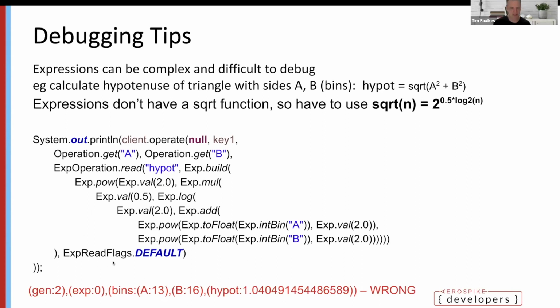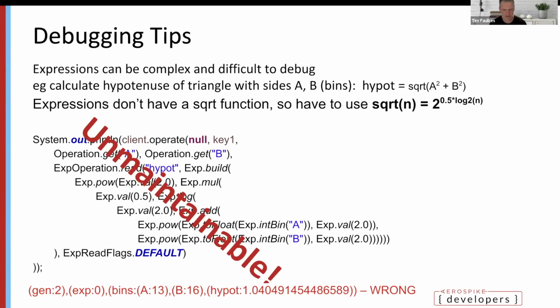If I go and evaluate this and print out the result, as I'm doing here, you can see my A is 13, B is 16, and my hypotenuse is 1. That is very, very wrong. So I screwed up my expression. This expression I would list as unmaintainable. It's really hard to read. You can't look at it and understand what it's doing. How am I going to look at that and work out why my hypotenuse turned out wrong?